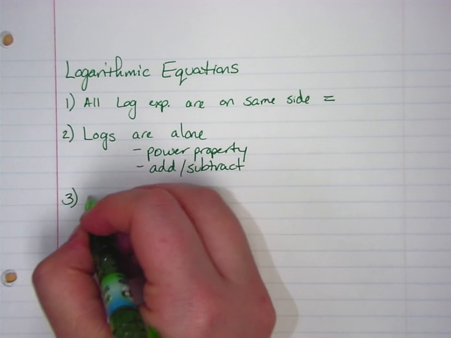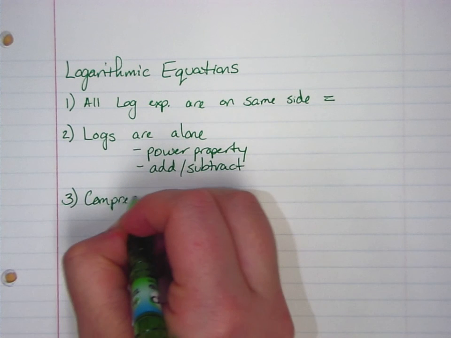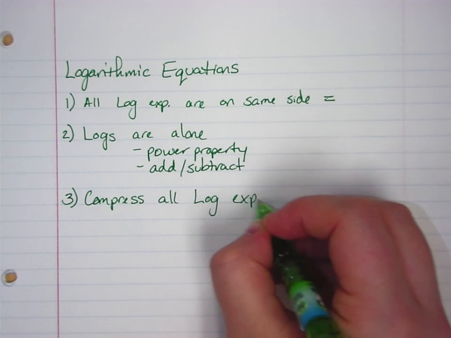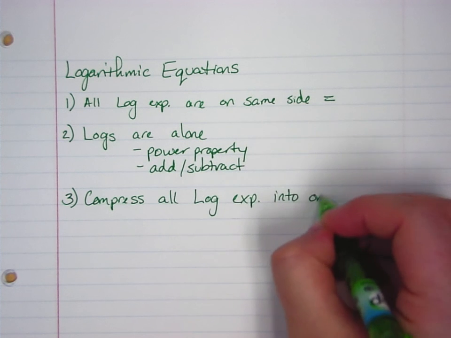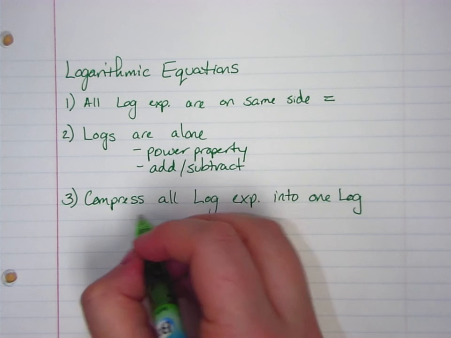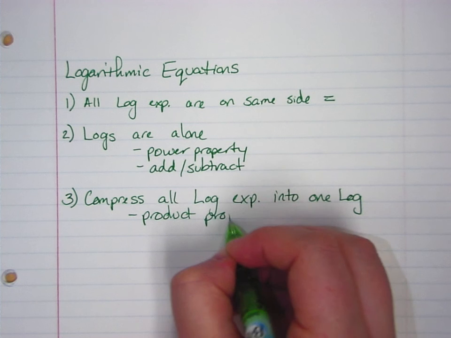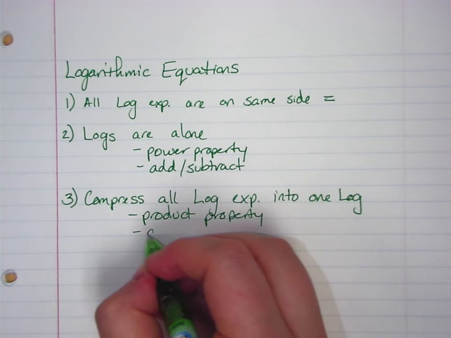And then the third thing is that we need to make sure to compress all of the log expressions that we have into one log. And that usually requires use of the product property or the quotient property.